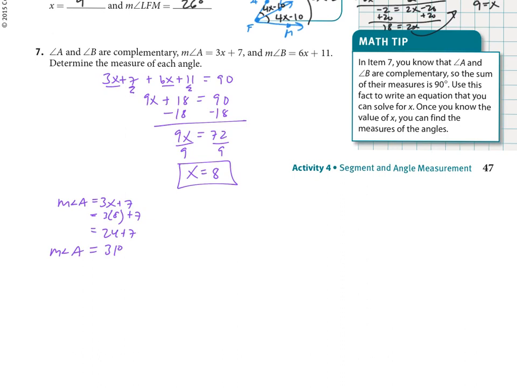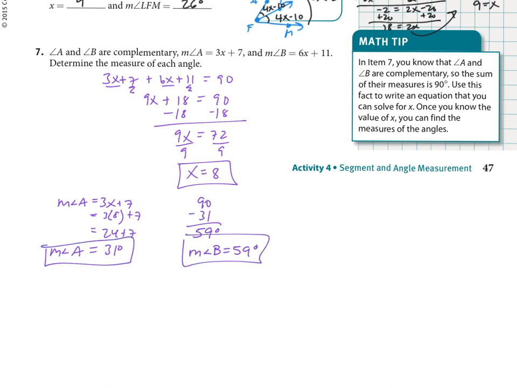Now, to find the measure of angle B, we could input our x value of 8 in for 6x plus 11, or another option is to do 90 minus 31, because we know the two angles are complementary to each other. Okay, so when we do that, we're going to get 59 degrees. So we know the measure of angle B is going to be 59 degrees. All right, so it's looking pretty good.